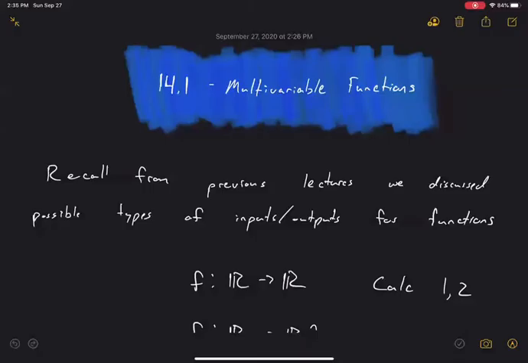Hello, everyone. In this video, we're going to start chapter 14 with section 14.1, obviously. And we're going to be starting material that really is going to be the basis for the remainder of the course: multivariable functions, or multivariable calculus. If you have the physical textbook, you might see on the cover it says multivariable calculus. So let's dive right in.